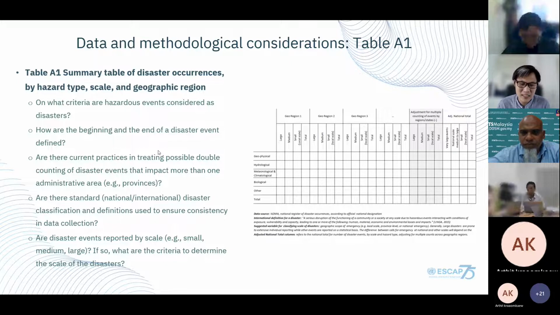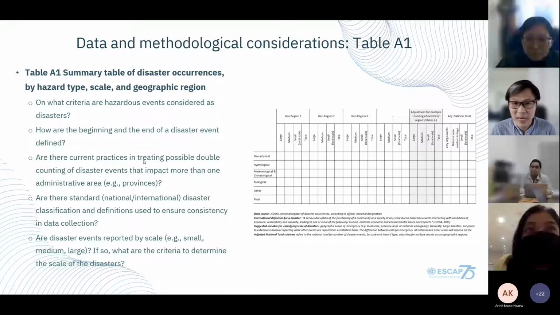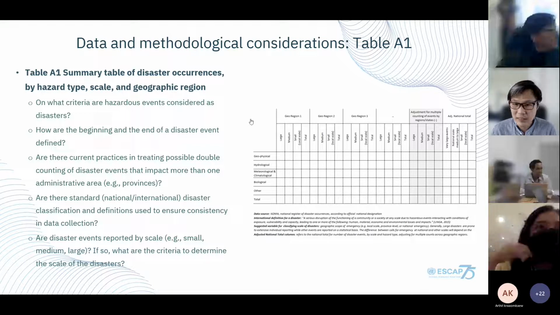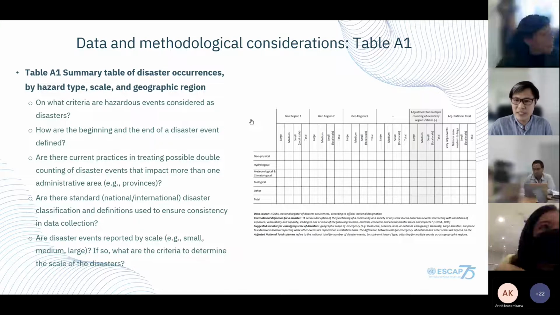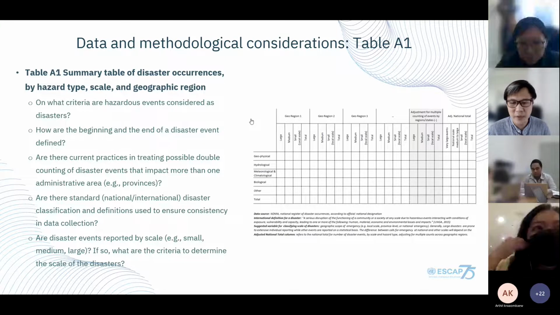So Shasna, do you encounter any issues or possible issues of double counting of disaster events in the Maldives? And could Paul launch the poll for us to check if it's yes or no? Okay. If you have ever encountered an issue of double counting of disaster events reported in your country.